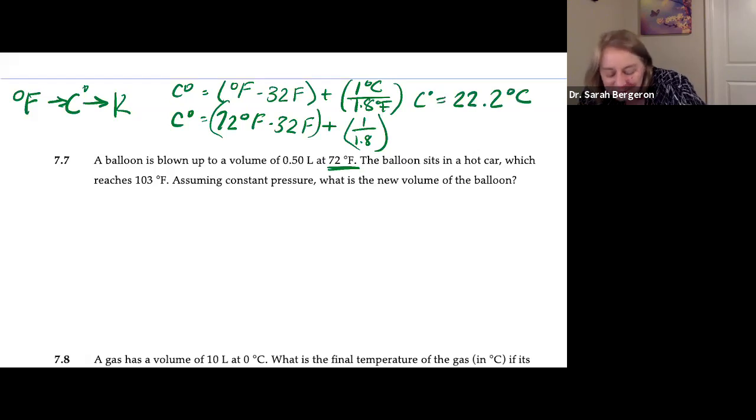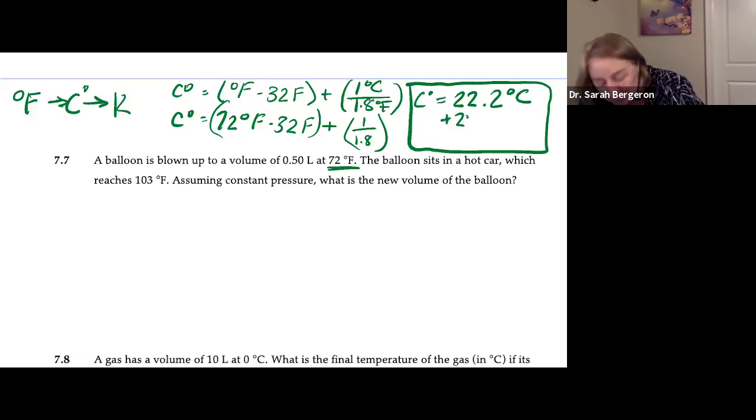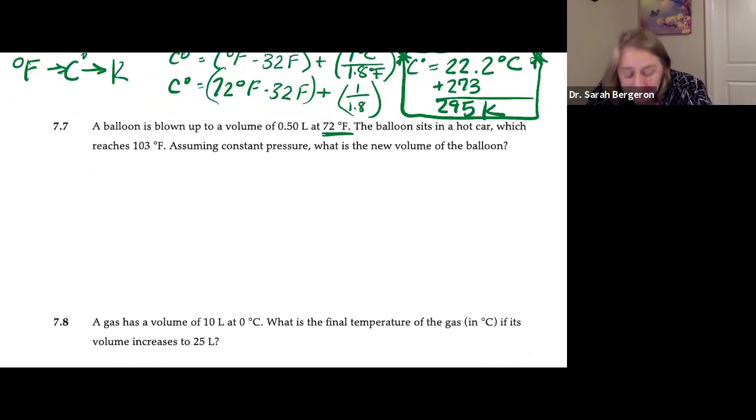How do you get from Celsius to Kelvin? This is the one you have to be able to do. You have to be able to go from Celsius to Kelvin. To go from Celsius to Kelvin, you add 273. So now we get 295 Kelvin. I'm not going to expect you on the exam to go from Fahrenheit to Celsius, but I will expect you to go from Celsius to Kelvin. But that conversion is on your sheet, so don't fret too much about that.